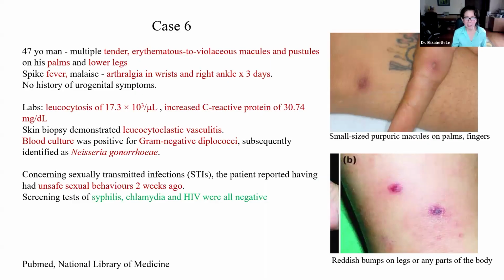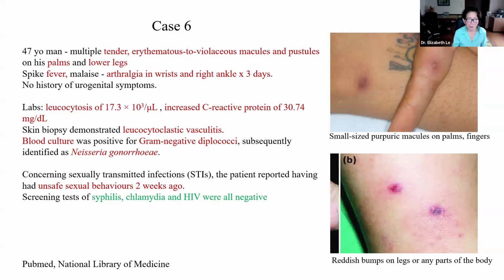Okay, last case and very interesting case. Case 6: a 47-year-old man presents to your clinic with multiple tender erythematous macules and pustules on his palms and lower legs that look like this. Tiny, but very painful. He had fever, but it went away, had malaise. And now he has joint pain in his wrist and the right ankle for about 3 days. He said there's no history of urogenital symptoms.